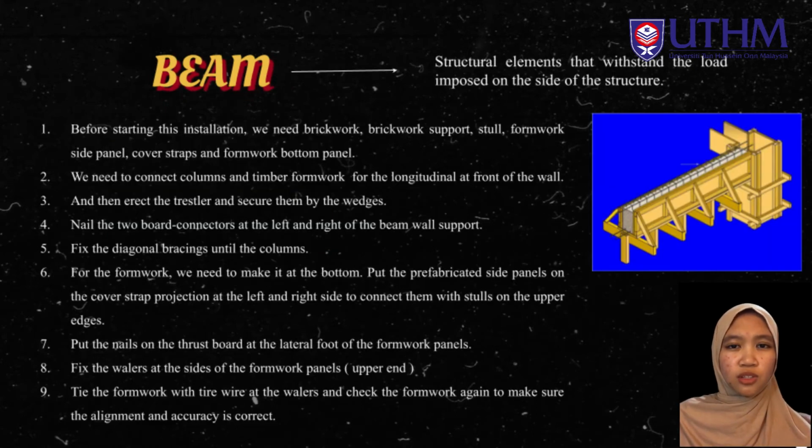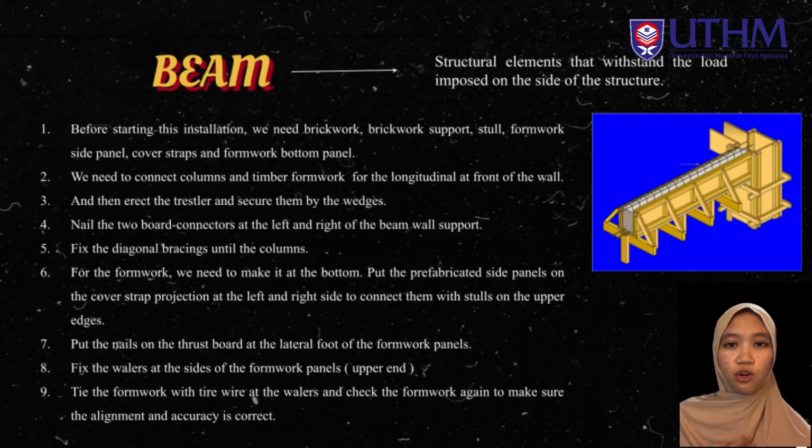Beam is a structural element that can withstand the load imposed on the side of the structure. There are a few types of beam, for example, reinforced concrete, steel beam and timber beam. The instruction to use formwork for this beam construction starts with brickwork support, stool, formwork side panel, cover strap and formwork bottom panel.